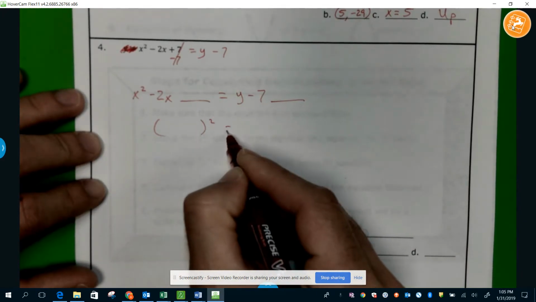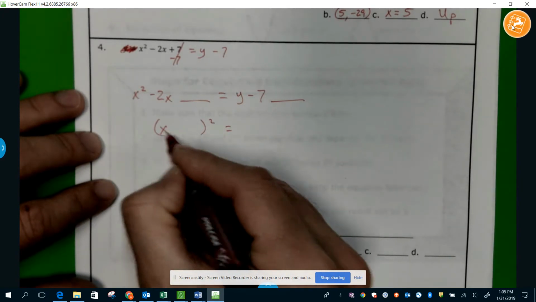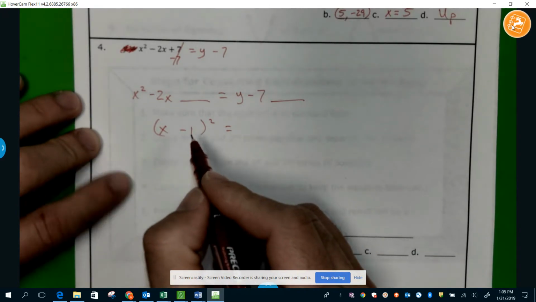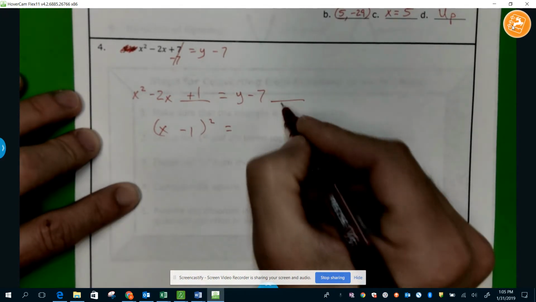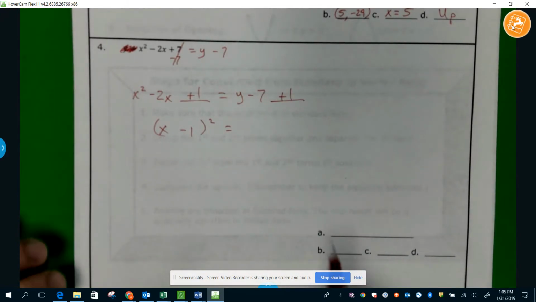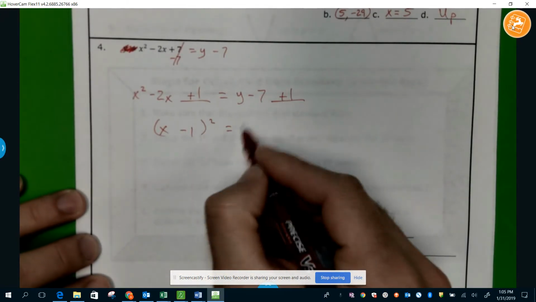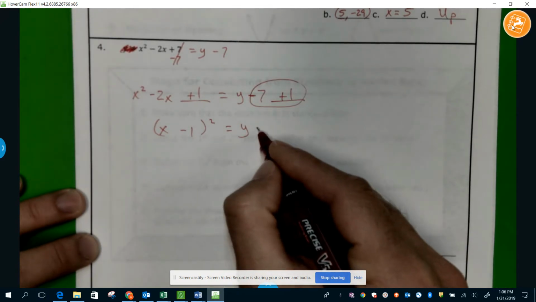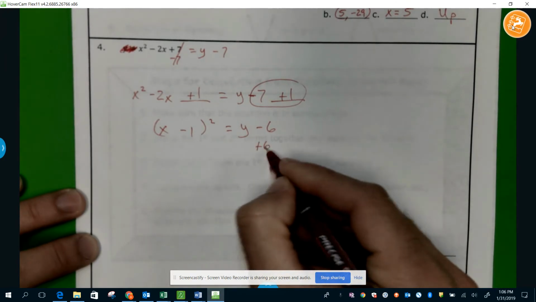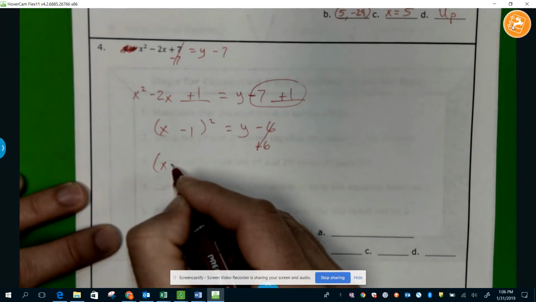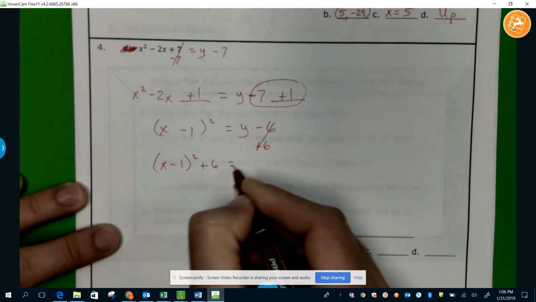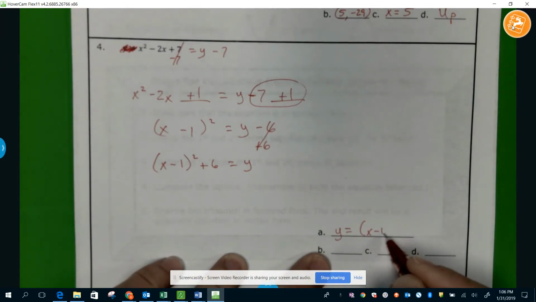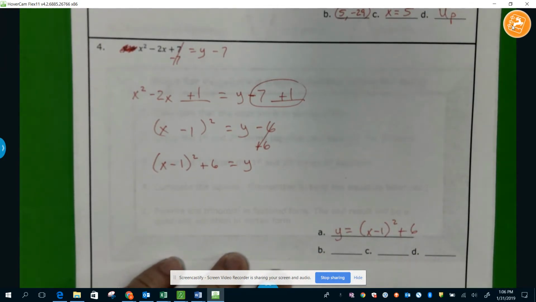Let's go ahead and factor and fill in the blank at the same time. I know I need an x. Half of negative 2 is negative 1. But now I need to square that. Negative 1 times negative 1 is positive 1. Put that into both blanks. So the left side's already factored. The right side, I have a y, and now I need to combine those like terms. That was a negative 7 plus 1 is negative 6. Then we're going to have to add 6 to get the y by itself. x minus 1 squared, add 6, equals y. So we've got y equals x minus 1 squared plus 6.